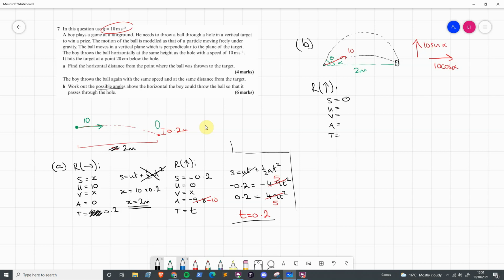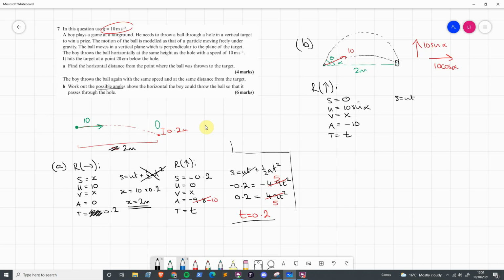We know the initial speed is 10 sine theta. We don't know the end speed. We know the acceleration is minus 10, still using 10 in this question. And time, we don't know. So we've got 2 unknowns in here. We've got an angle unknown and a time unknown. So we can start off forming this equation, but we most likely need to resolve horizontally to solve it properly.